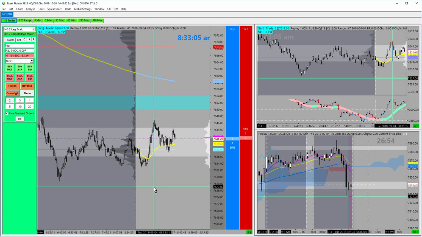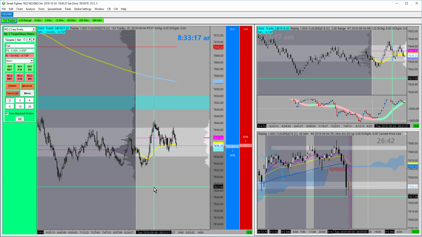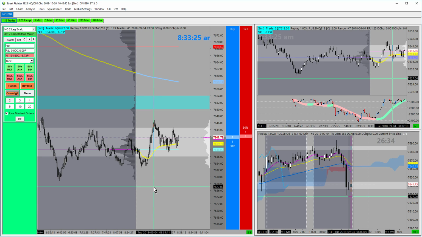Coffee. Coffee's just the best. Let's see. Seeing some nice action with the 21 hull directly on the chart. Haven't tested it. Okay. Yeah.